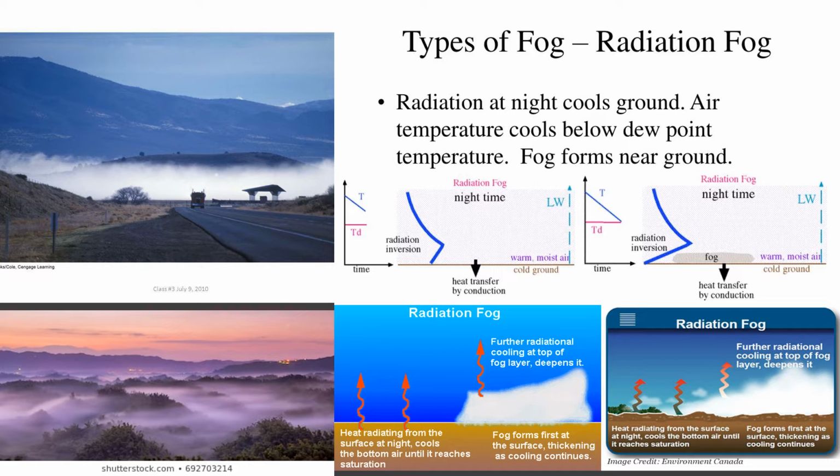The longer the night, the longer the time of cooling, and the greater the likelihood that fog will form. Therefore, radiation fog is most common over land in late fall and winter.